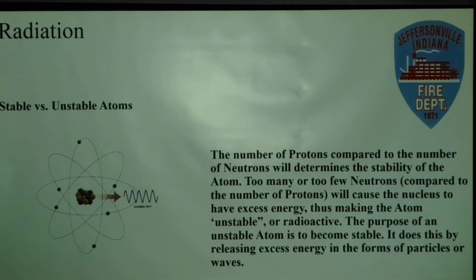What is considered stable versus unstable? Well, the number of protons compared to the number of neutrons will determine the stability of an atom. Too many or too few neutrons compared to the number of protons will cause the nucleus to have excess energy, thus making the atom unstable or radioactive. The purpose of an unstable atom is to become stable. It does this by releasing excess energy in the form of particles or waves.